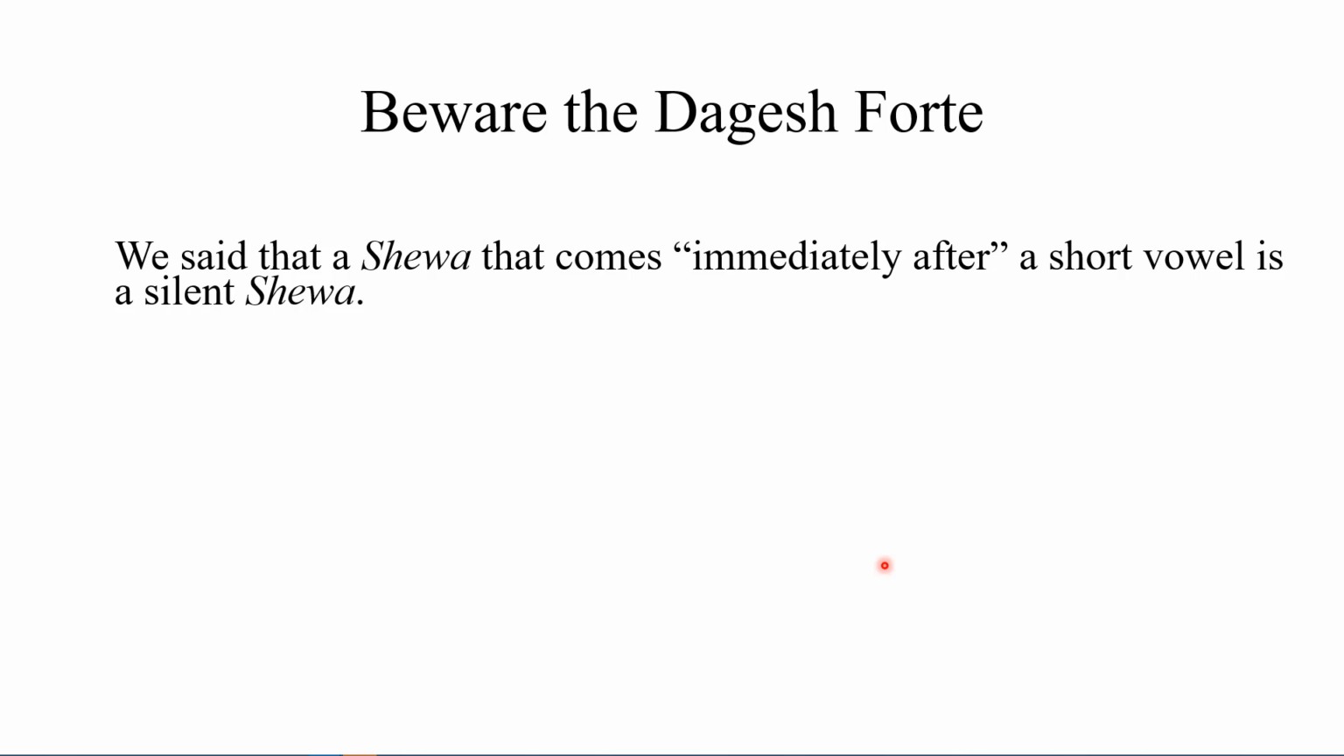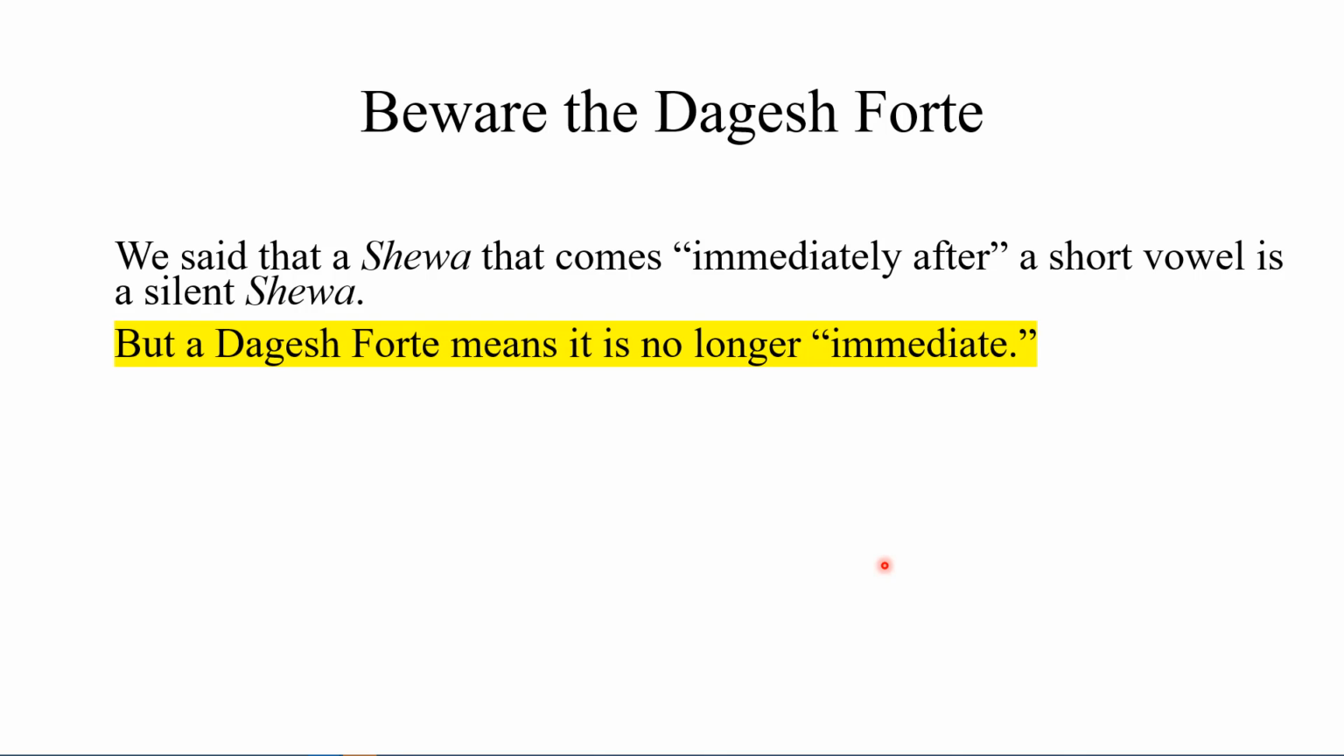So the Dagesh forte, though, throws a little bit of a monkey wrench into things, because we said that a Shewa that comes immediately after a short vowel is a silent Shewa. But a Dagesh forte means that we're no longer looking at immediate when we're talking about the vowel that comes before it. So here's an example. We have Habarit. This means the covenant. And notice the bait here. This is a Bagad Kafat letter, but the Dagesh is coming after a vowel, this patak. So this has to be a Dagesh forte. And so even though our rule says that if we come after a short vowel, we will have a silent Shewa, remember that it says immediately after. This Dagesh forte now tells us that we're no longer immediate. So this Dagesh forte is now telling us that we have a vocal Shewa.